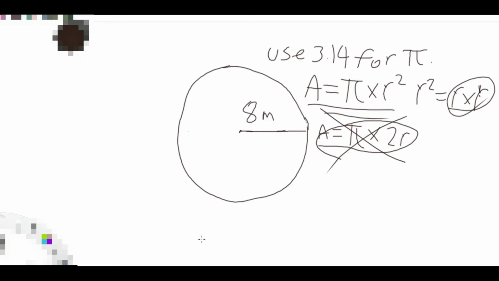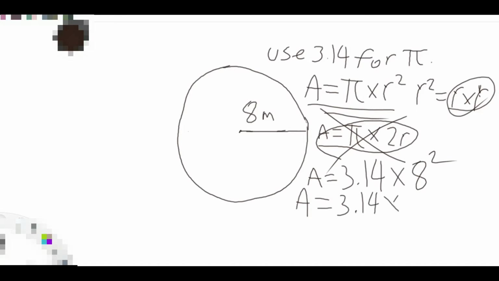So area equals 3.14 times radius 8 squared. And then area equals 3.14 times, solving 8 squared, which is 64. So the answer will be 3.14 times 64.